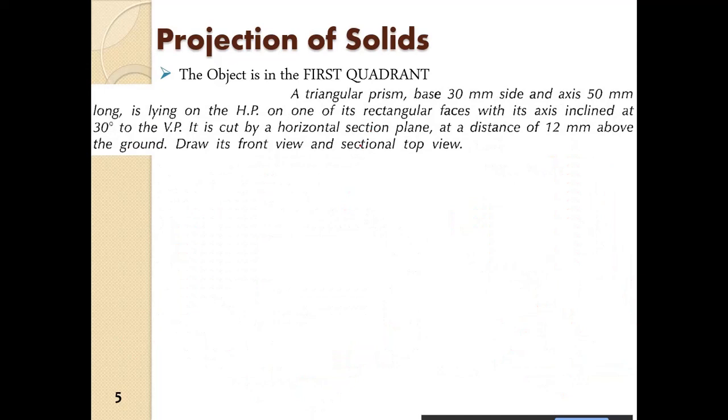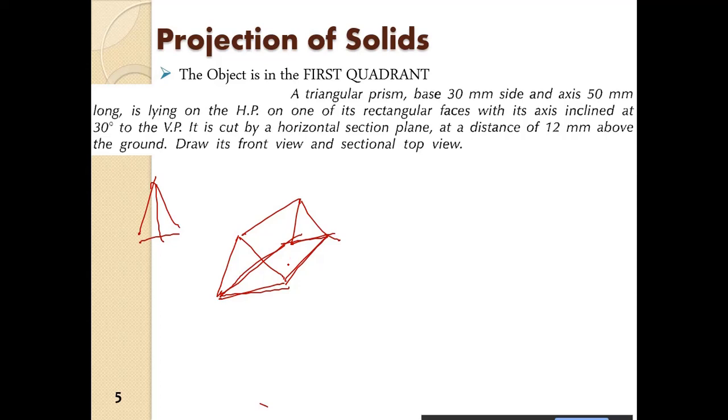Now a triangular prism, base 30 mm side and axis 50 mm. So the axis is 50 mm. The triangular prism is lying in this manner. It is lying on the HP on one of its rectangular faces.